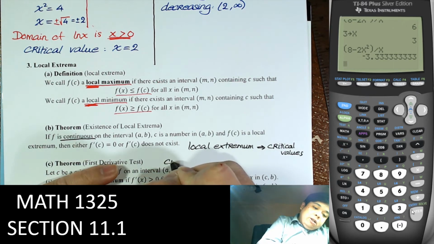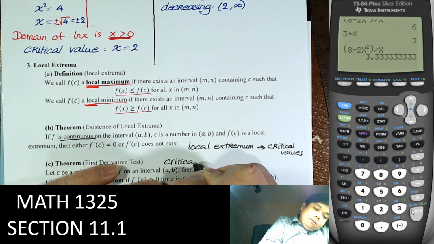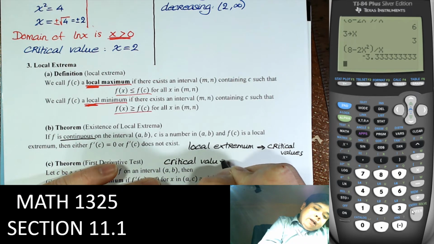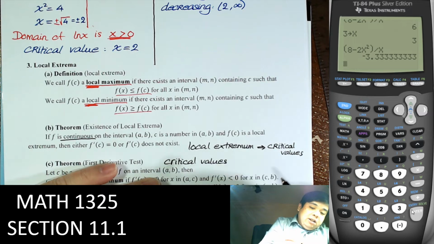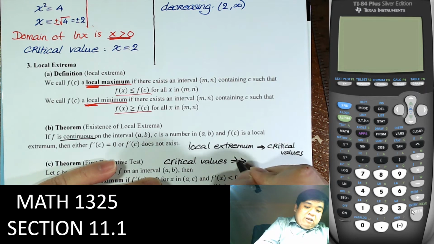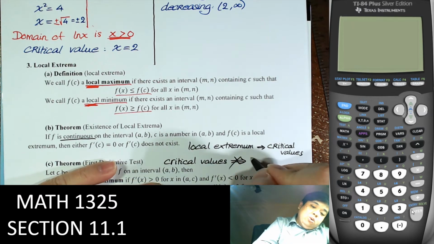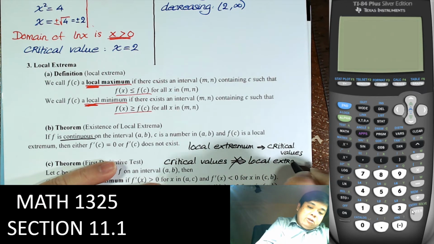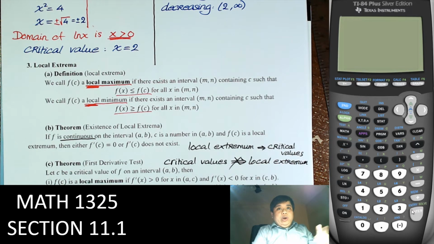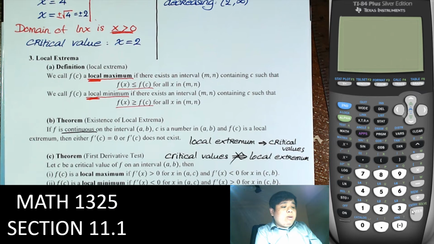Critical values may or may not be extrema. So we will not have the implication to the local extremum. We will see that in some of our samples. But the way we do this is like finding critical values.